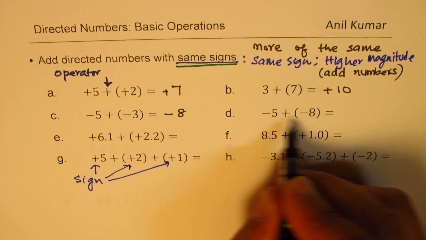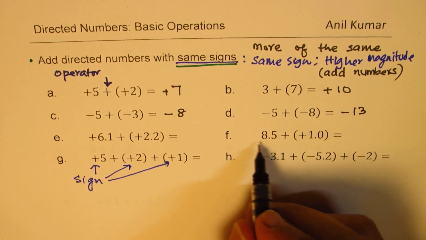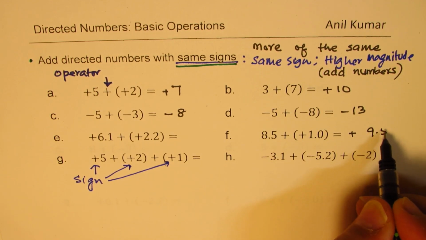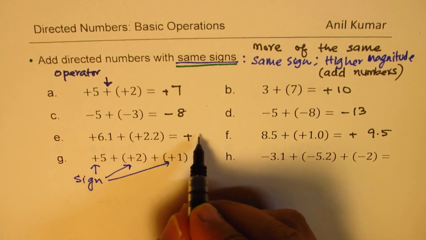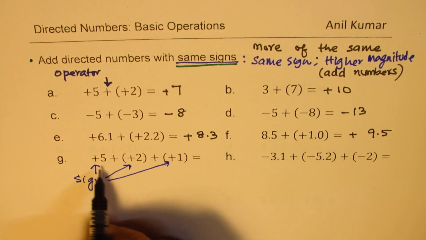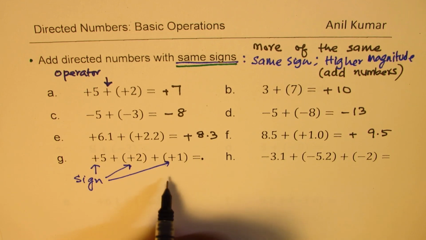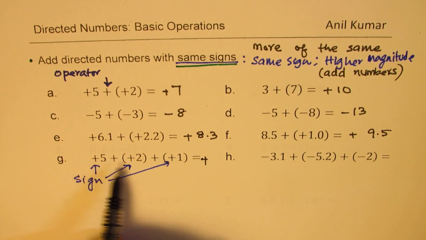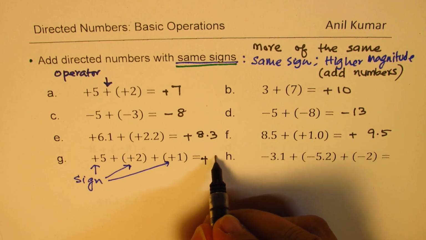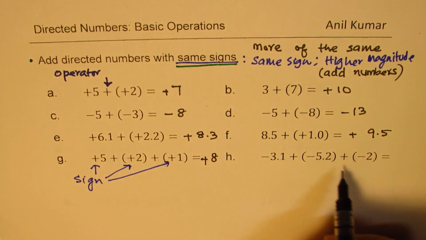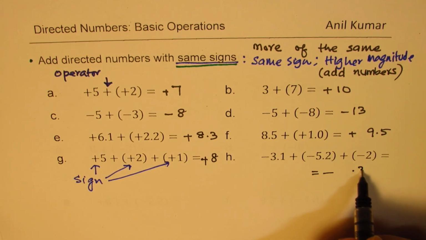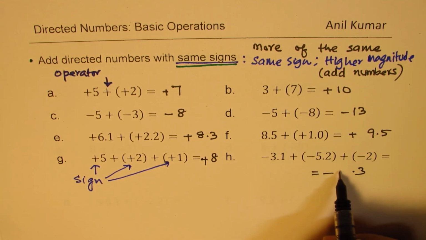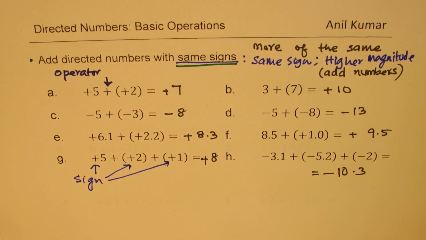Is that clear to you? So it is minus 13 in this case. This will be plus, same sign, right? And 9.5. And here, again, plus 6.1 and 2.2 will get 8.3. All plus, same sign, right? So let me write plus here. Just add them. 5 and 2, 7 plus 1, 8. And in this case, same sign. We have negative, right? And just add them. So in decimal, we have 3, 7, and 3, 10. Is that clear to you, right?